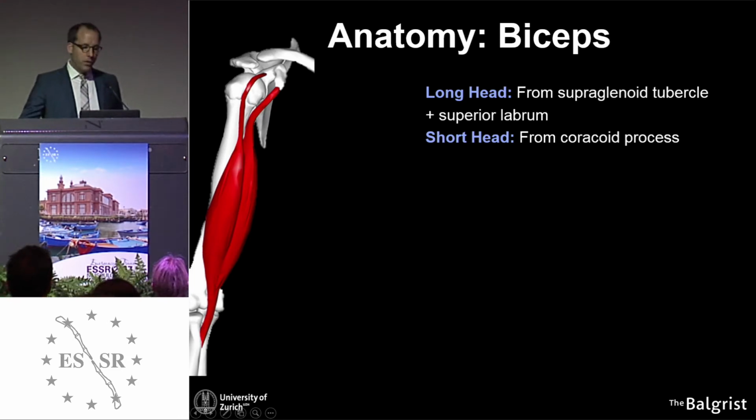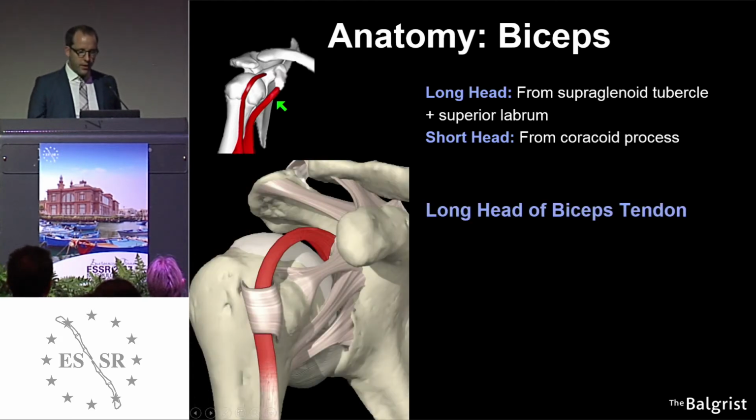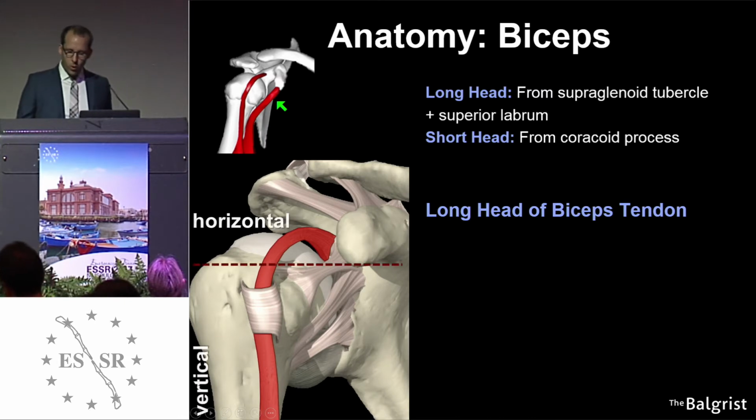Here you see an anatomical drawing of the biceps muscle, and as the name says, there are two heads: the long head, which goes from the supraglenoid tubercle and the superior labrum, as you've already heard from Christian Glaser, and the second head, the short head, which originates from the coracoid process. Let's focus on the long head of the biceps tendon. You can see there are two portions of the biceps: a horizontal intra-articular portion and a vertical extra-articular portion.